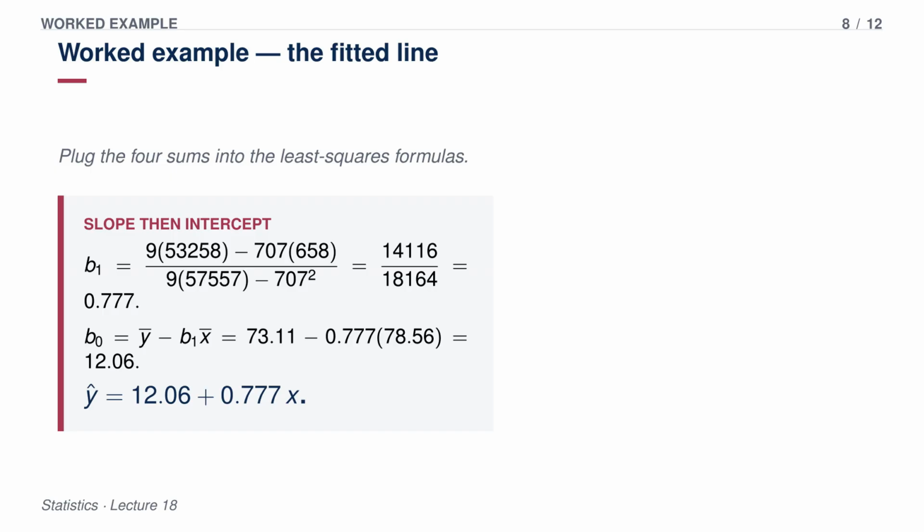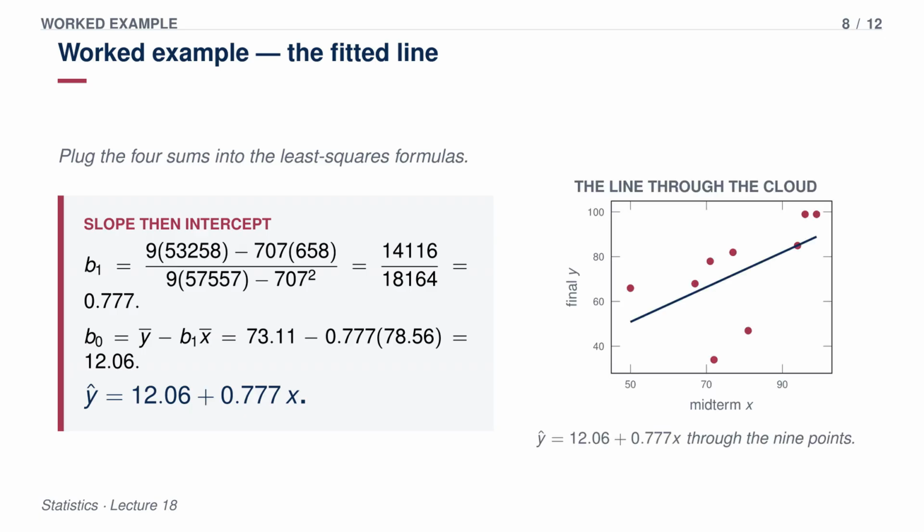Plug the 4 sums into the least squares formulas. B1, 9 times 53258 minus 707 times 658 over 9 times 57557 minus 707 squared. That's 14,116 over 18,164, 0.777. Then b-naught, y bar minus b1 times x bar, 73.11 minus 0.777 times 78.56, 12.06. So the fitted line is y hat equals 12.06 plus 0.777x.